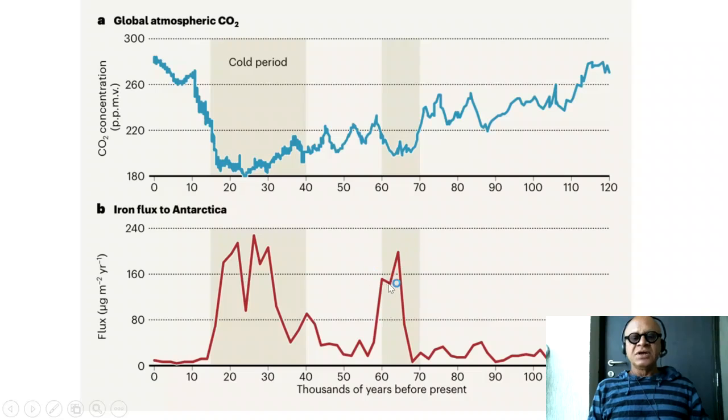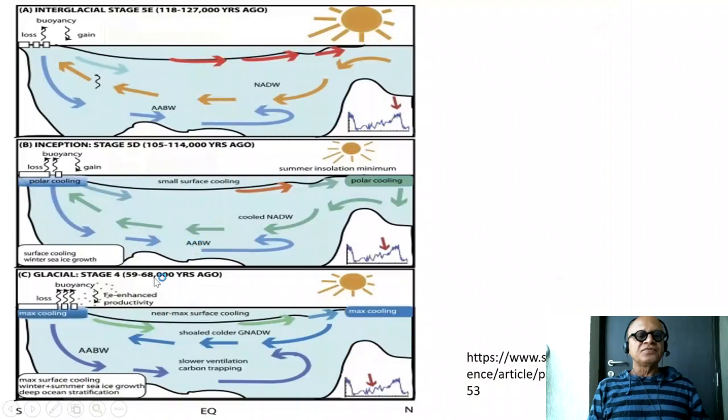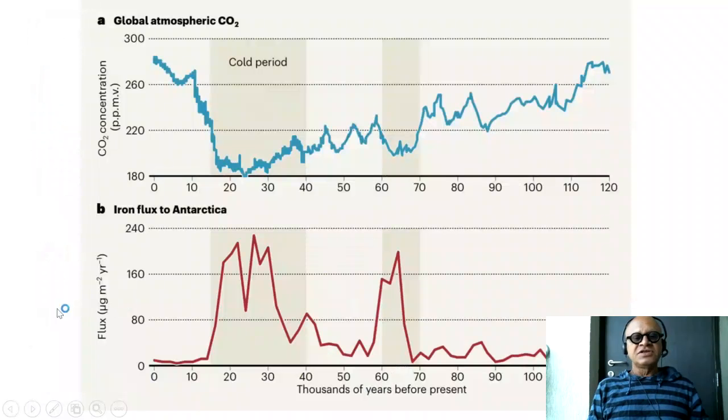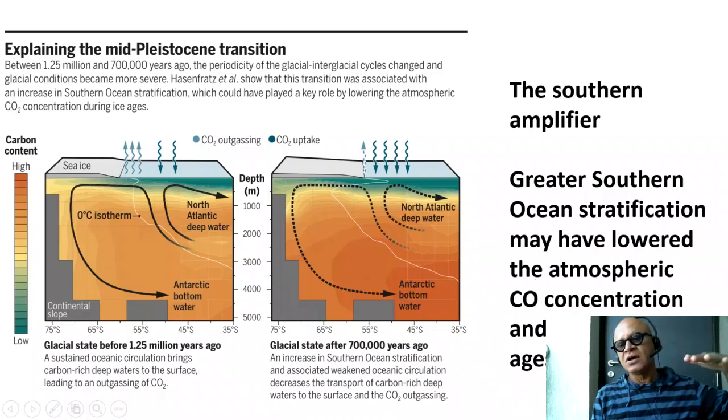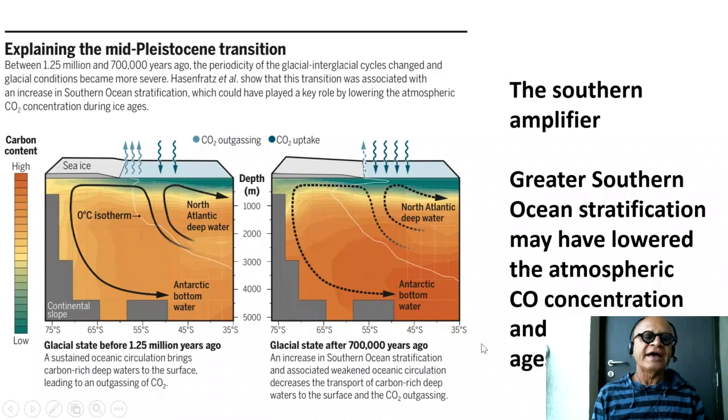So here is the mid glacial period here, and this is towards the end. So does it explain this increase in terms of a drop in the iron flux and reduced photosynthesis? Maybe. The other one is called the Southern Ocean Amplifier. So the Great Southern Ocean Stratification, because of the deglaciation, may have lowered atmospheric CO2 concentration and prolonged ice ages. Again, you can see may have.